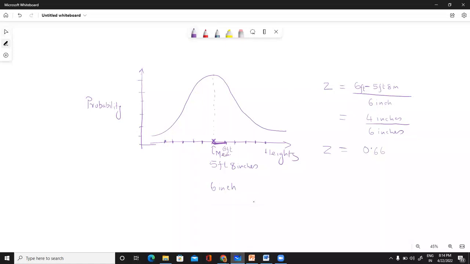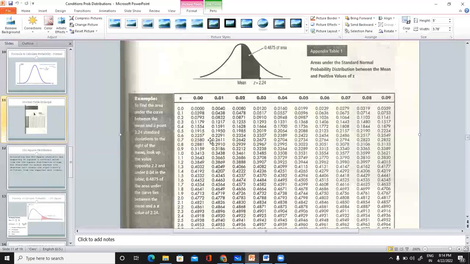Or in other words, what percentage of people in the data set have heights between 5 feet 8 inches to 6 feet? For that, we will look at the Z table. The value is 0.66. So 0.6 we will see in the first column.